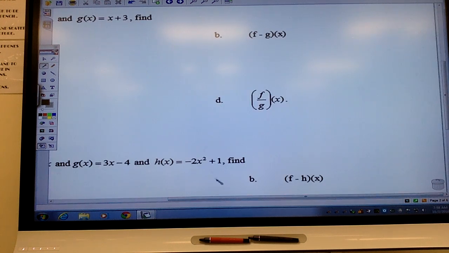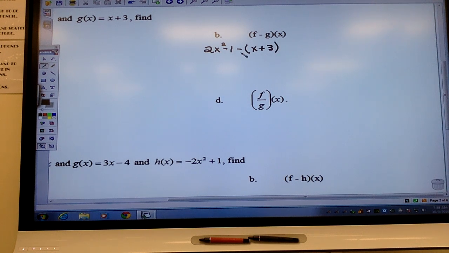All right, now let's subtract. With subtraction, you have to be a little careful. Because we are subtracting an expression, you want to put that expression in parentheses. So f of x says 2x squared minus 1 minus g of x, which is in parentheses x plus 3.